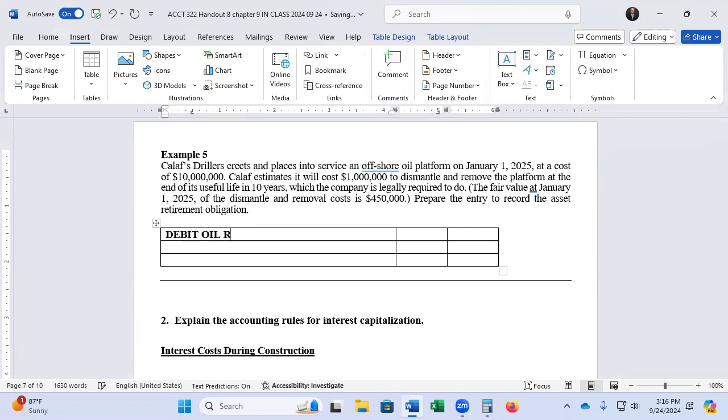Debit oil rig and then credit asset retirement obligation for the oil rig. And that would be 450,000 and 450,000. Any questions there?